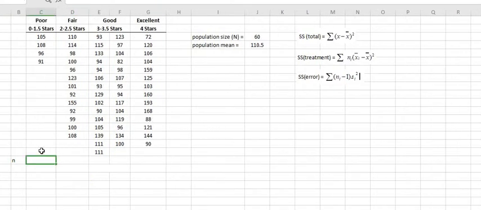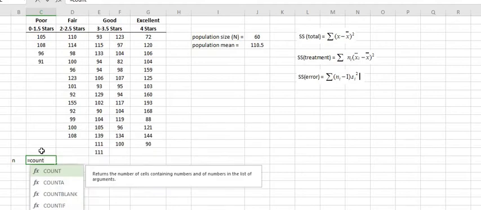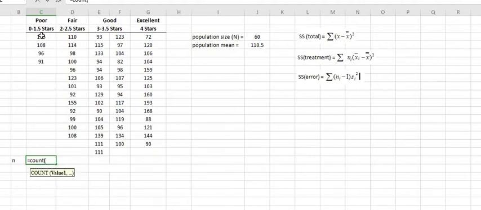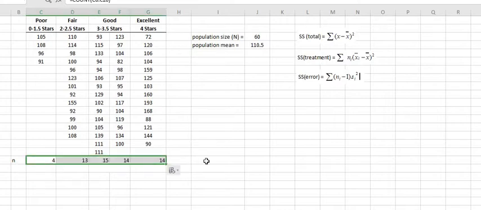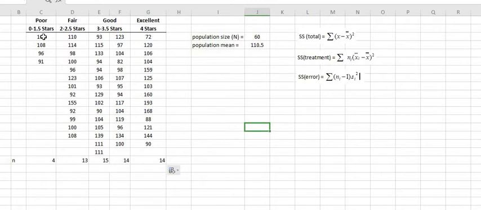And then we have here equals, of course, N, count. How many samples do we have? So count, and then we will drag this one until this line. Enter. So we have 4 as our N, and then we will drag this one here. Okay, so we have N here 4. For this group, we have 13.